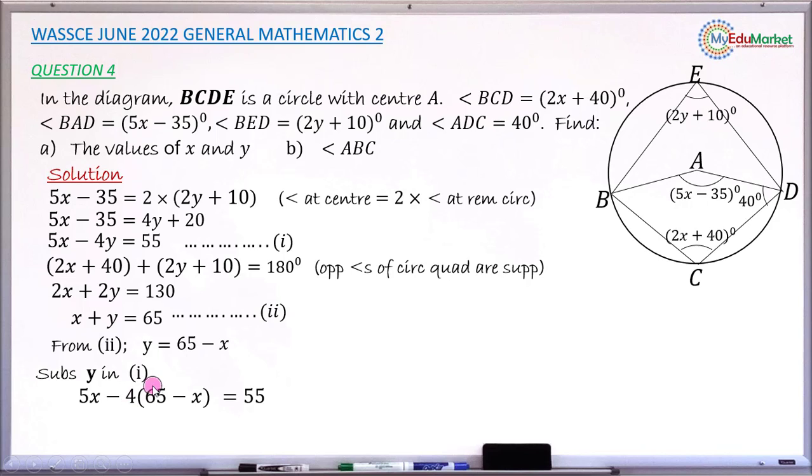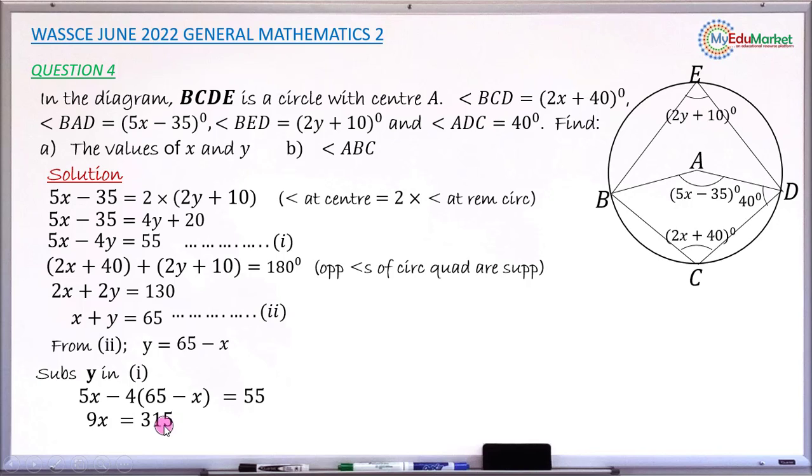4 times 65, and the result is shifted to the right. And minus 4 times minus x gives you positive 4x, and the positive 4x added to this 5x will give answer 9x. And the result of multiplying 4 by 65 when shifted to the right becomes minus, added to this 55, is what gives you 315.